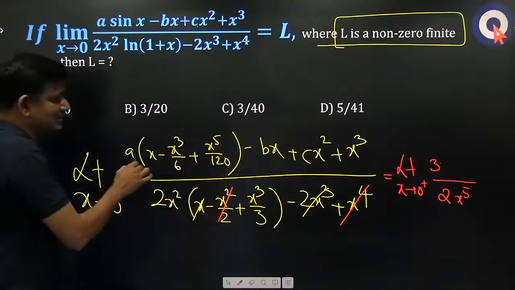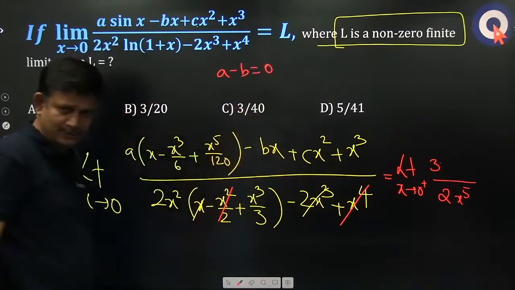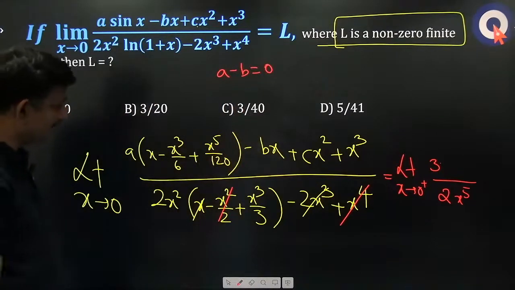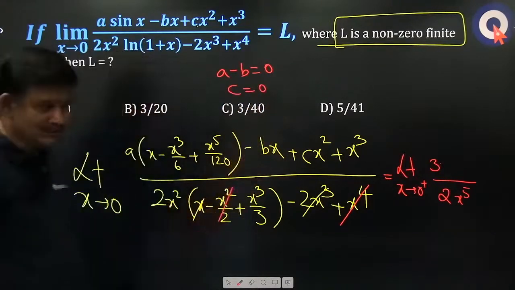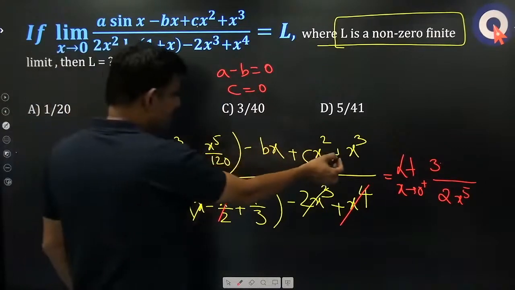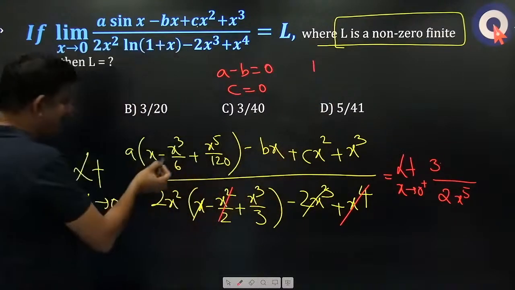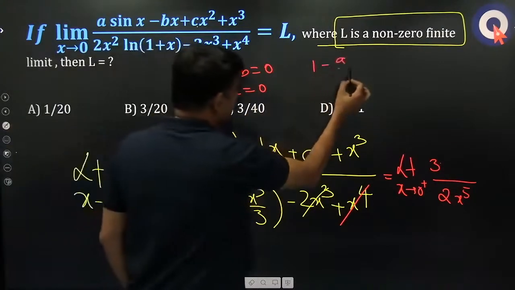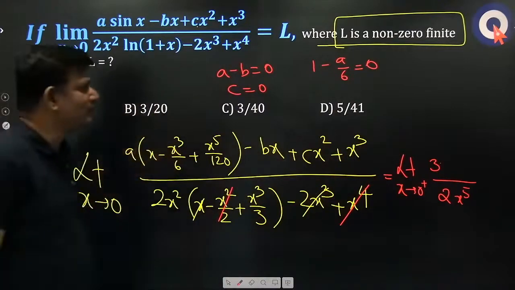So the x term, what is it? A minus b, that should be 0. There should be no x term. X square, where can you see x square? Cx square. That should also vanish, so c should be 0. Then the x cube term should also vanish. Here you have 1 minus a by 6. This should again vanish. There is no x power 4, already the x power 4 term is missing.